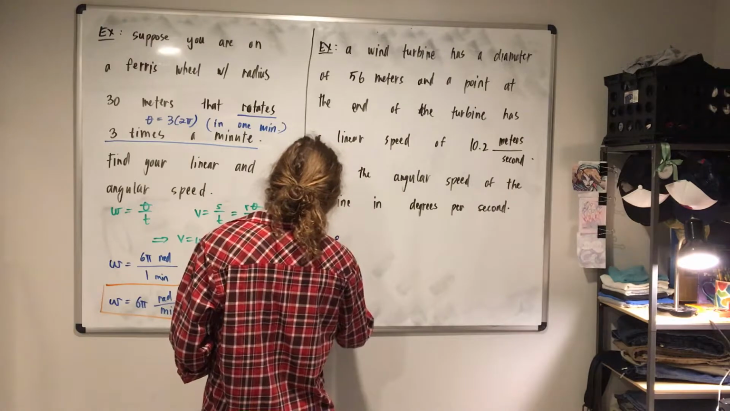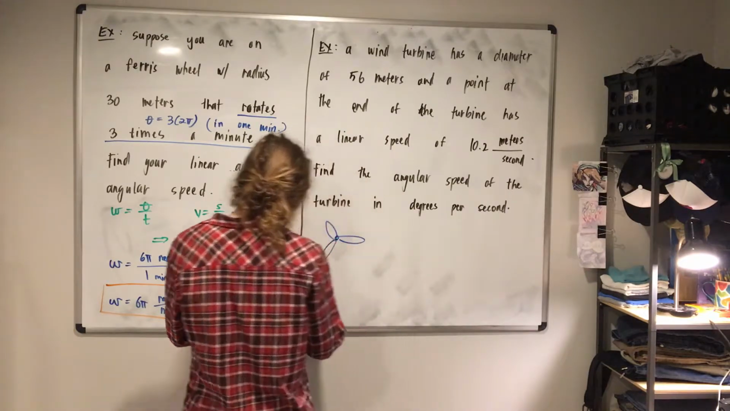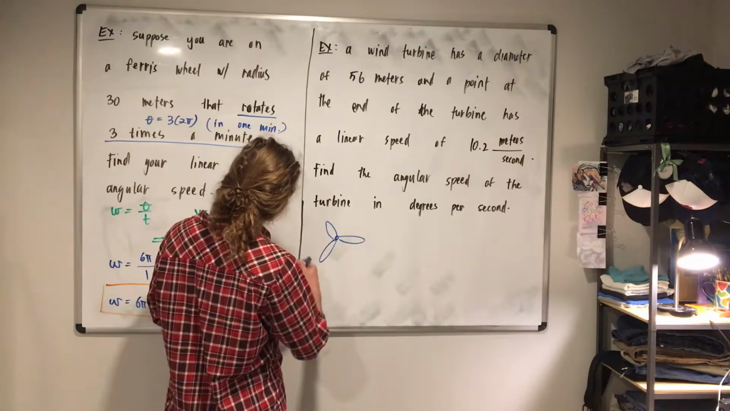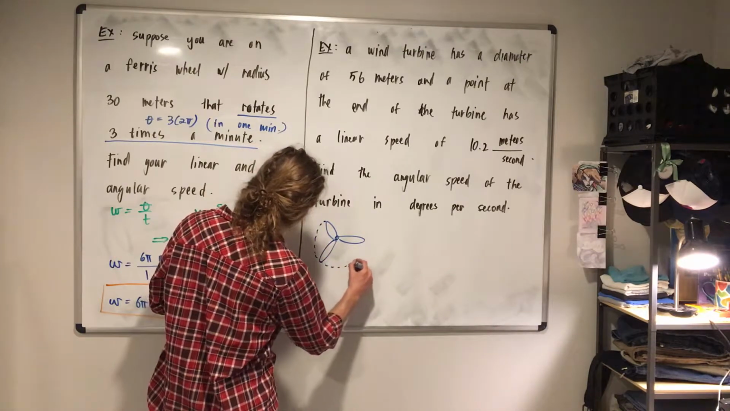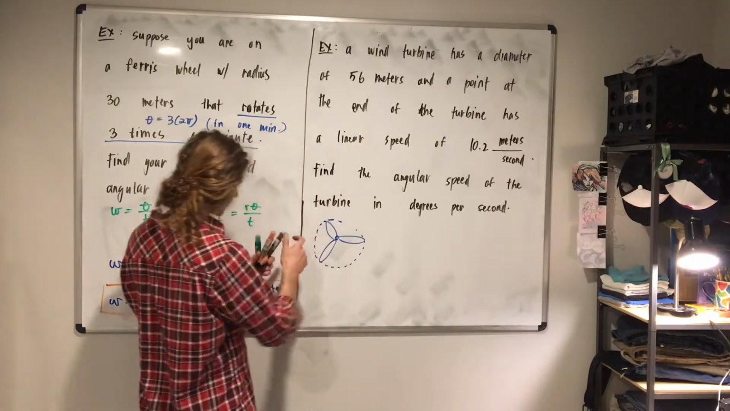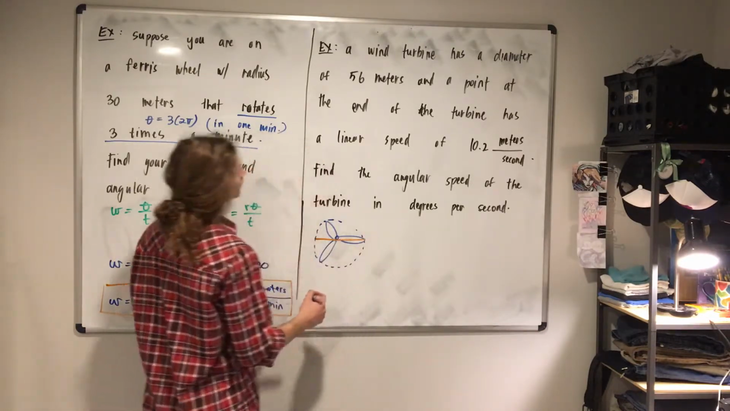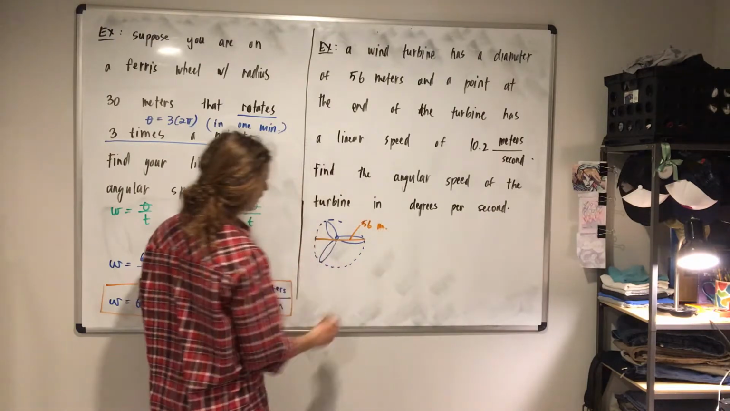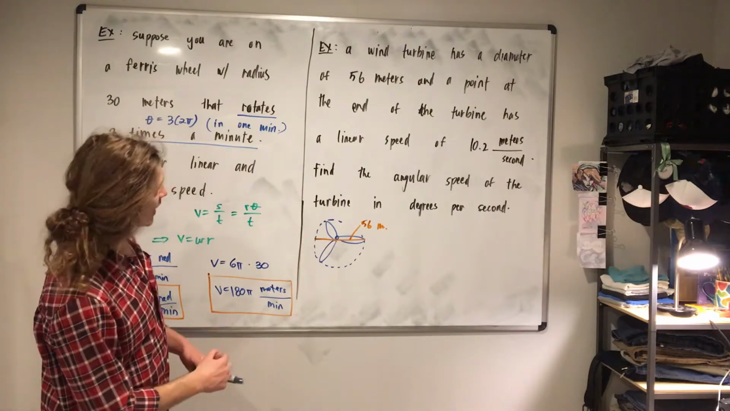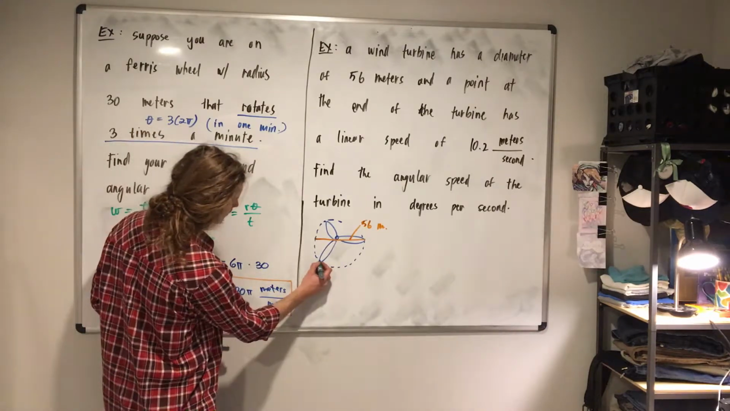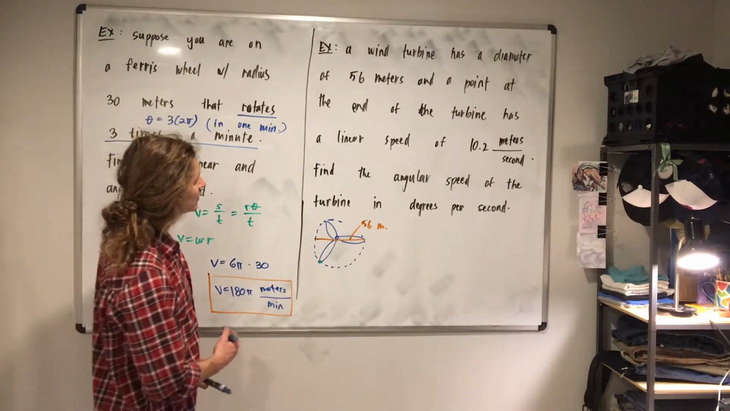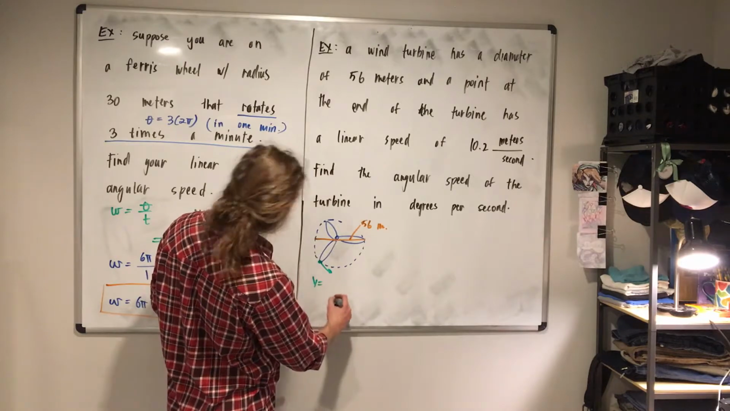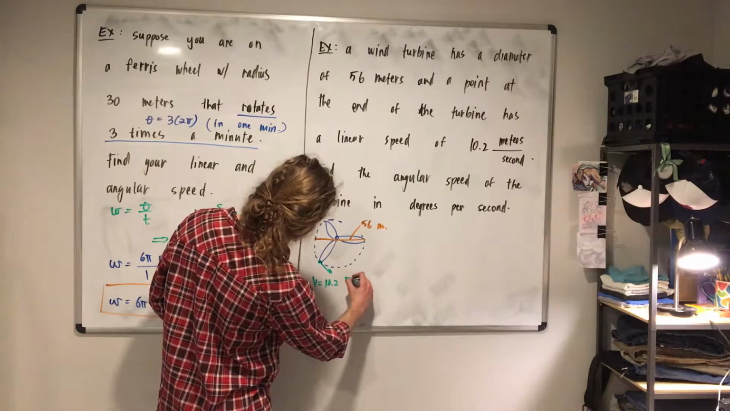So we have like a wind turbine, and we know a couple things about this turbine. We know that it has a diameter of 56 meters. We know that a point at the end of one of the turbines, or one of these blades, has a linear speed of 10.2 meters per second.